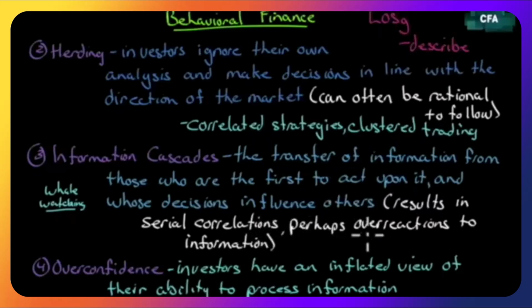Serial correlations and perhaps overreactions to information. Overconfidence. This affects everyone, by the way, everyone. Investors have an inflated view of their ability to process information. People are overconfident about almost anything.